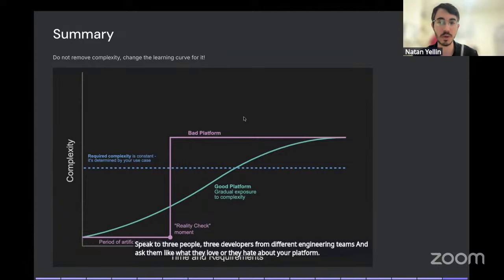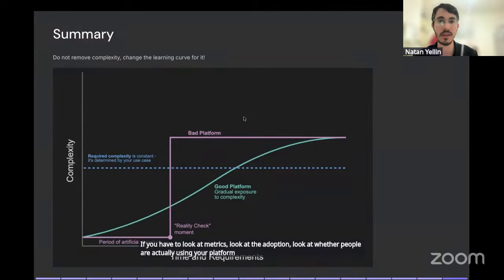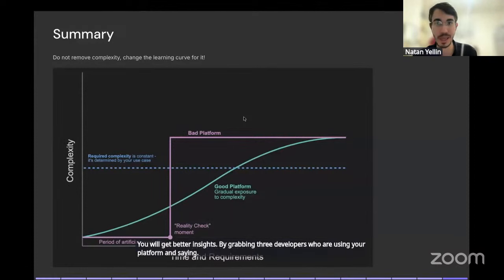I know this is hard because we always want to make it data driven, and look at the metrics and the numbers. If you have to look at metrics, look at the adoption, look at whether people are actually using your platform, they're using other things. But for the most part, you will get better insights by grabbing three developers who are using your platform, saying, tell me what you love, tell me what you hate. You will learn more from that than the metrics.